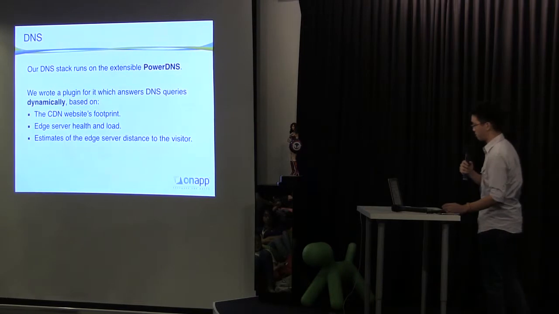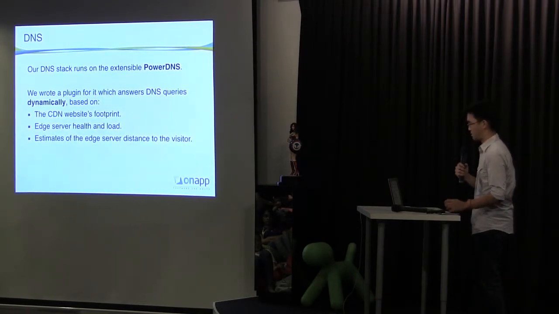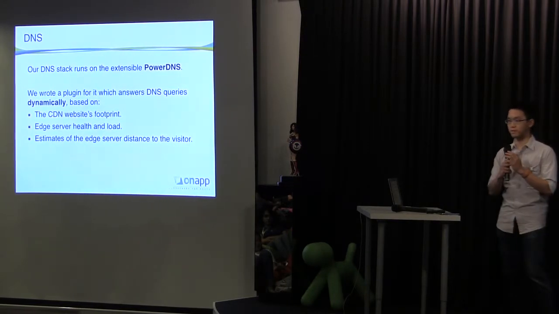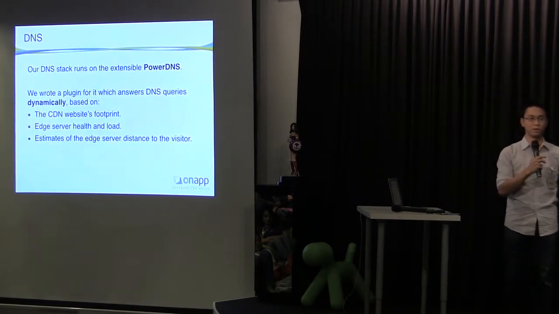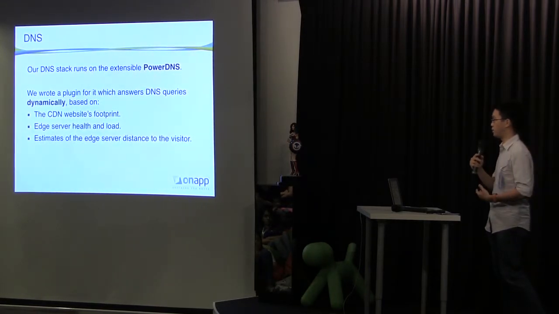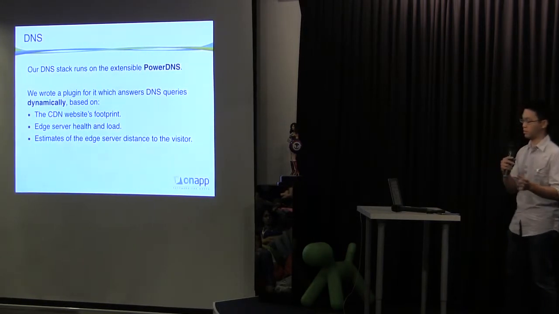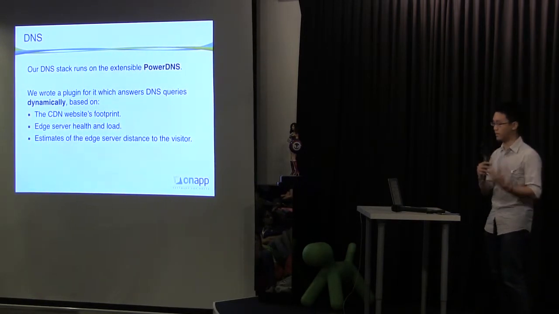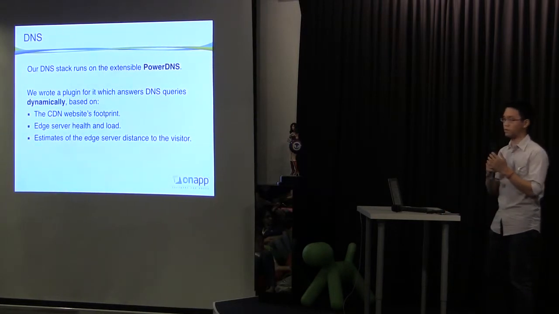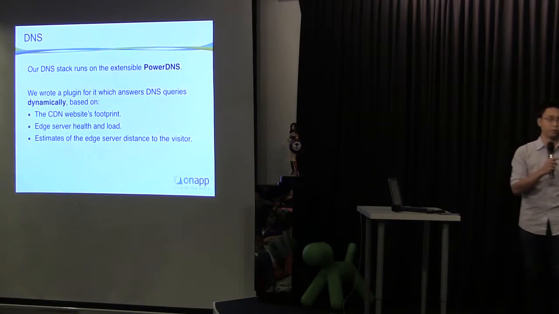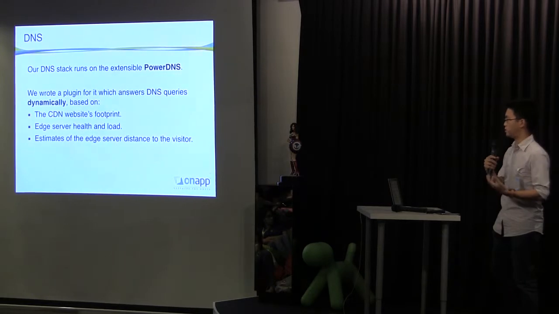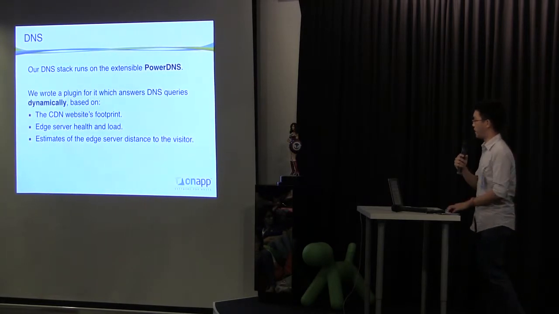So we wrote a plugin for Power DNS which would answer these DNS queries dynamically based on your CDN site's footprint. Footprint is basically which POPs are serving your CDN site. For us, we're very flexible. We let you determine which locations exactly serve your CDN. It's not a one-size-fits-all solution. The edge server health and load. So health would be like whether it's up or down, and load is how much CPU it's using, or how much I/O and network bandwidth it's pushing out.